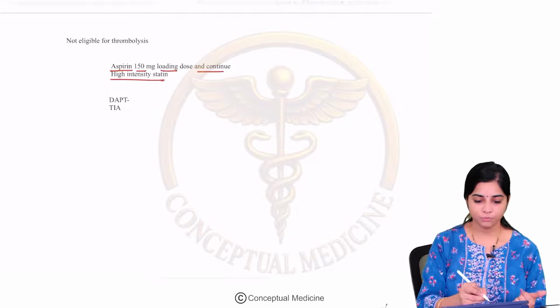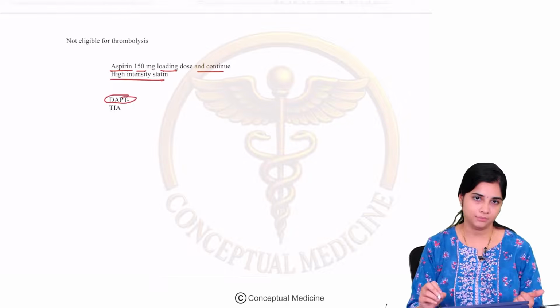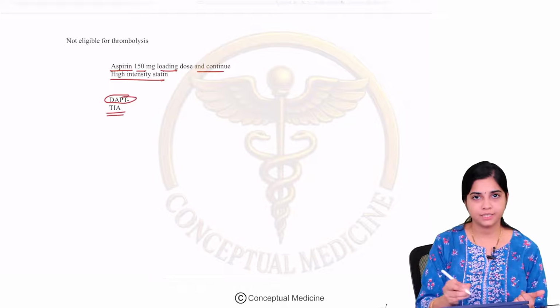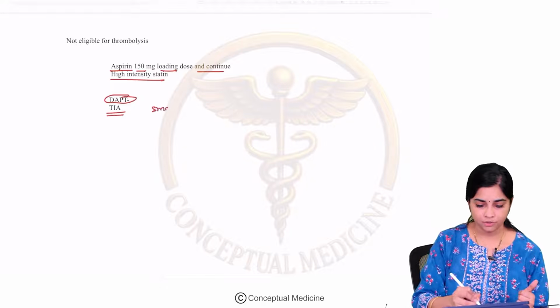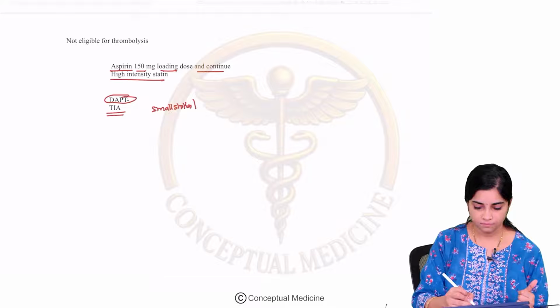So, when do we give dual antiplatelet? Dual antiplatelets are given if there is a transient ischemic attack, right? Or they are given in small strokes, for example, lacunar strokes.